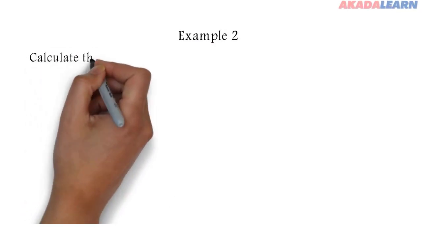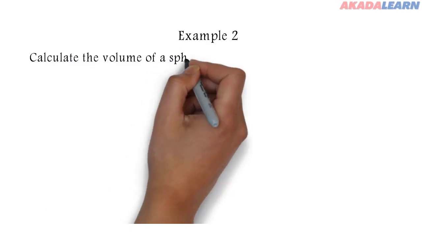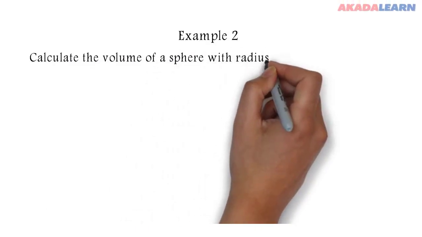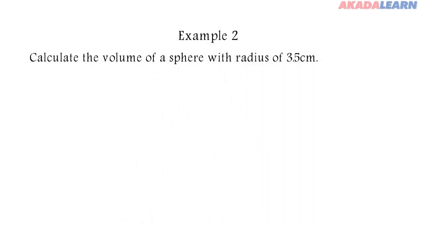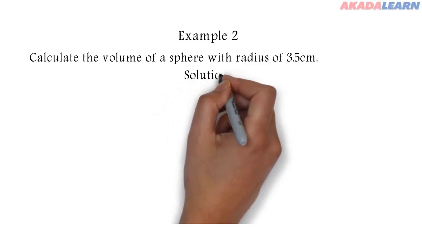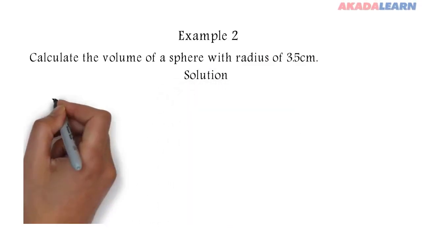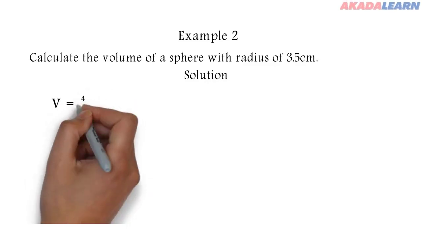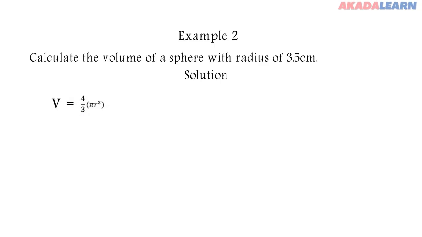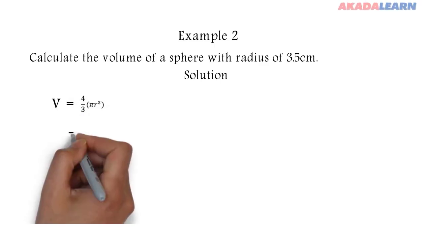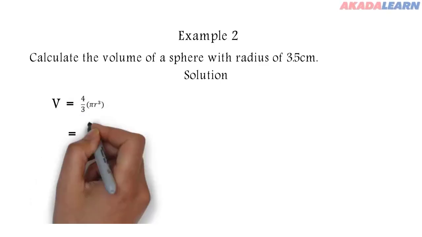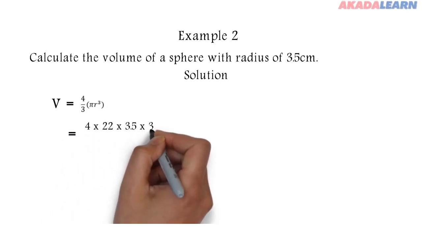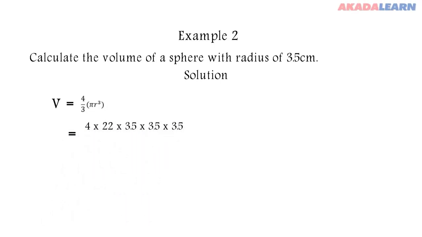So let's see the second example. We're asked to calculate the volume of a sphere with radius of 3.5 centimeter. So we say volume V is equal to 4 pi r cubed all over 3. So let's substitute in the value of the radius and the pi. So I have 4 times 22 times 3.5 times 3.5 times 3.5 all over 3 times 7.